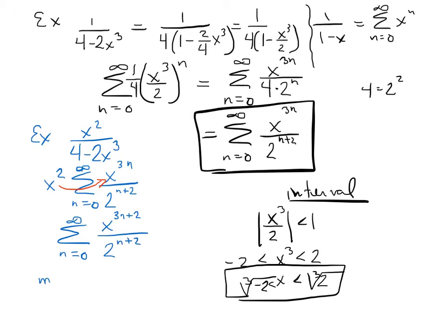So the trick on this one that's in blue is to multiply by a power of x. The trick on the one before that is you had to do some algebra to get the 1 minus whatever we want to call x this time, which happened to be x cubed over 2, and then we plugged that in.